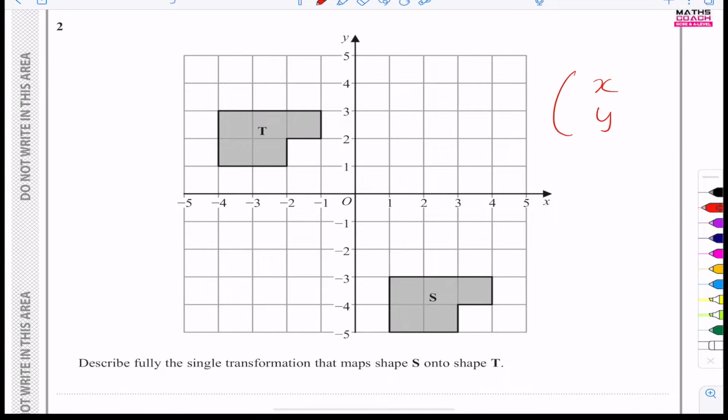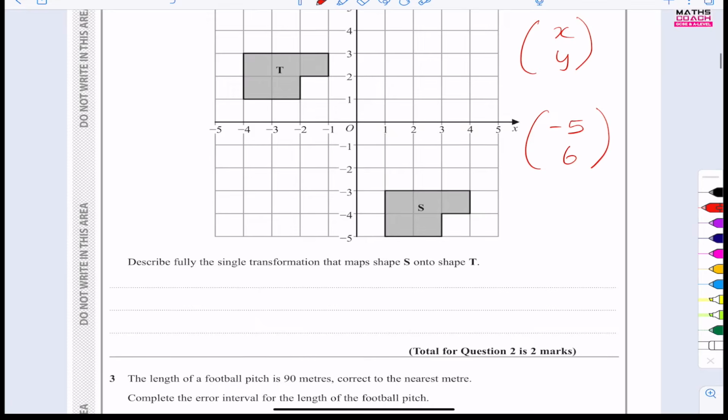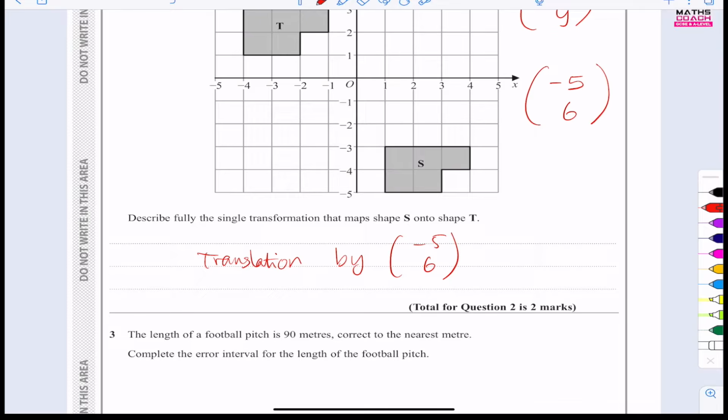I'm going to be writing it in vector form. So 5 steps back will be minus 5, because it's going towards a negative. And then after 5 steps back, it went up how many? So it went up from here, 1, 2, 3, 4, 5, 6. So that point ended up there. So 6 up, so 6 goes in there. So what will I say in here? I will say it's a translation, because that's the name of that transformation. Translation by minus 5, 6. You could say translation by going left 5 and up 6. That should also get you the marks.